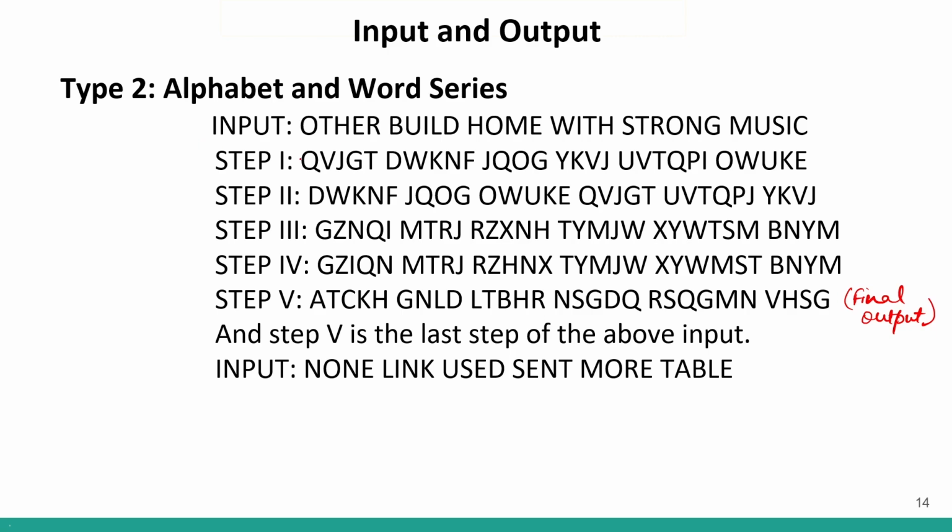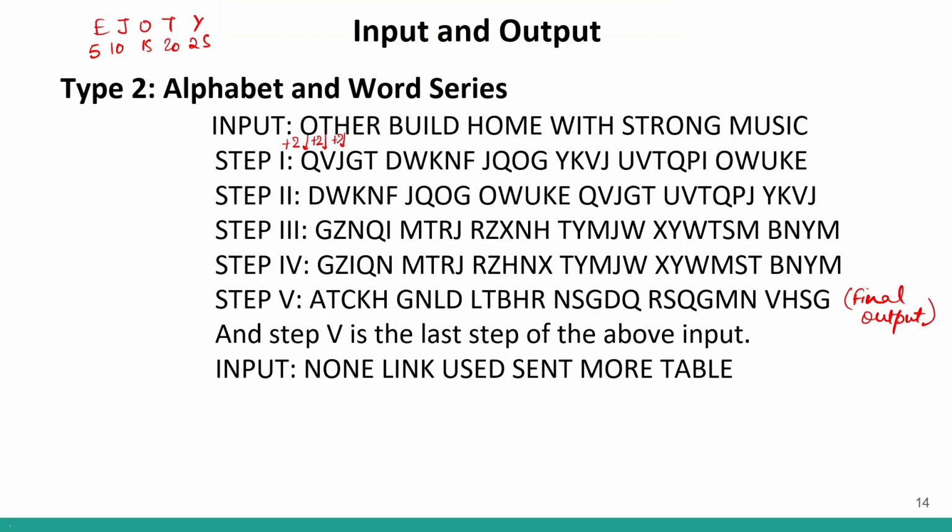Now over here I can see "other build home with strong music". This is given to us, and I can see step 1 just below it. So over here, O is at which position? Do you remember the shortcut EJOTY, which we discussed in coding decoding? 5, 10, 15, 20 and 25. If you do not remember ranks, you can also do it verbally. O to Q: O, P, Q. So this is +2. T to V is also +2.